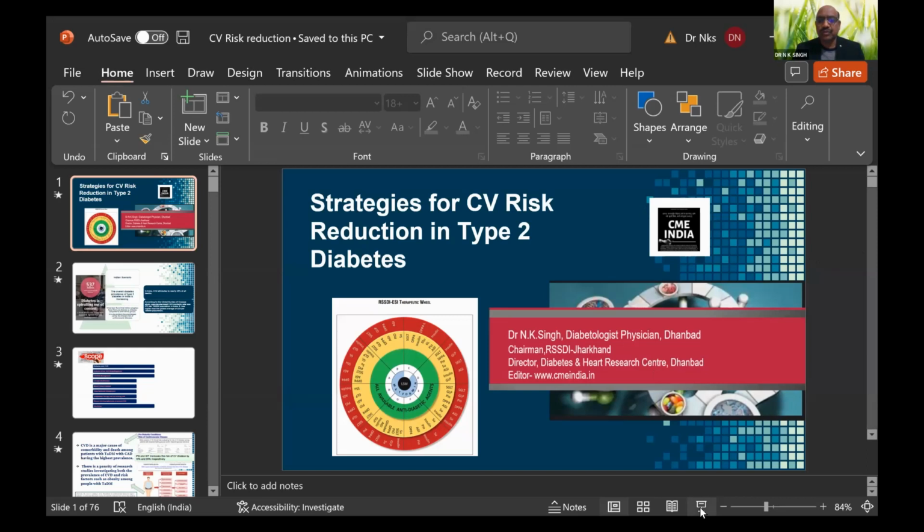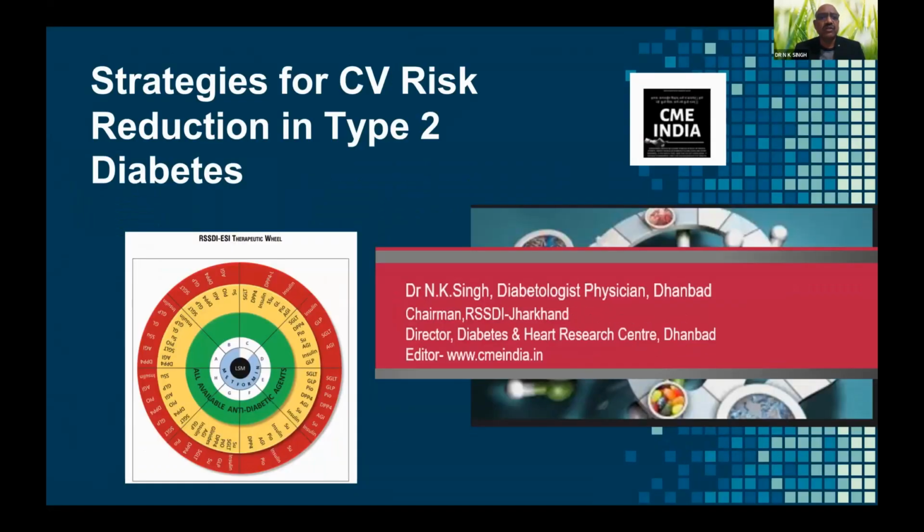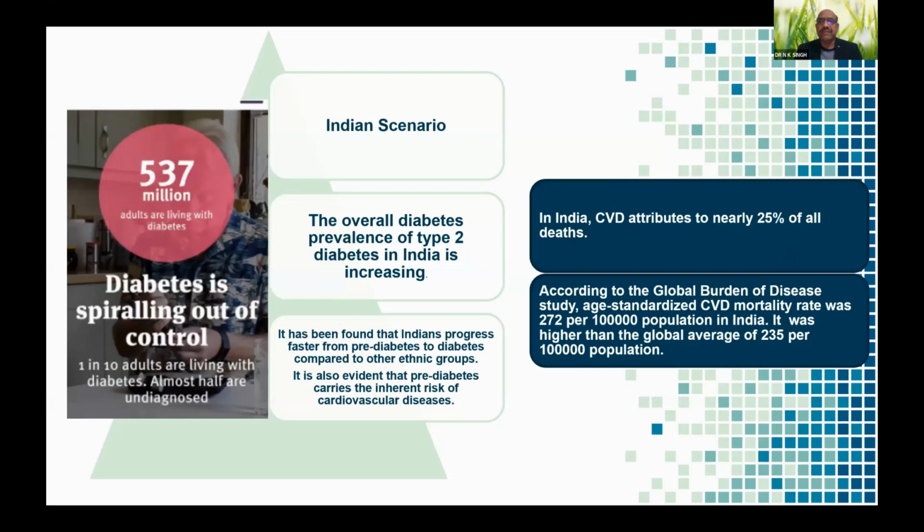So today, a very short talk on the strategy for CV risk reduction in type 2 diabetes in the next 25 minutes. What is our agenda? I will tell you. The first thing is that in the Indian scenario, you are well aware that CVD accounts for nearly 25% of all deaths. And everyone is aware that the overall prevalence of type 2 diabetes is increasing in India itself.